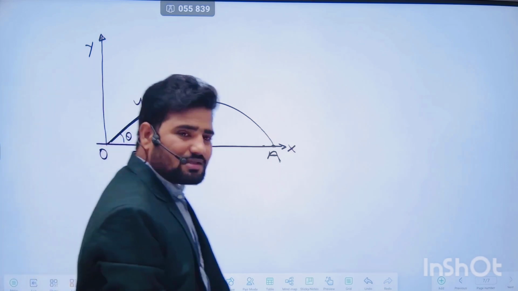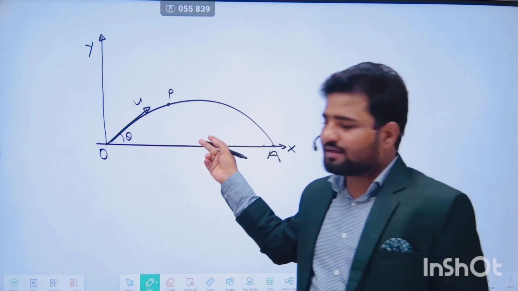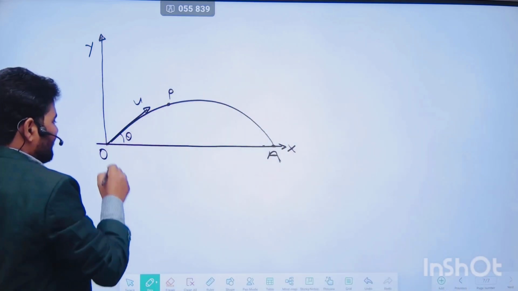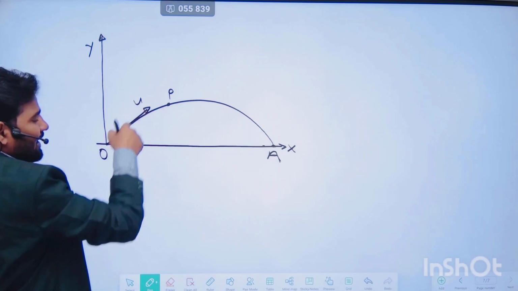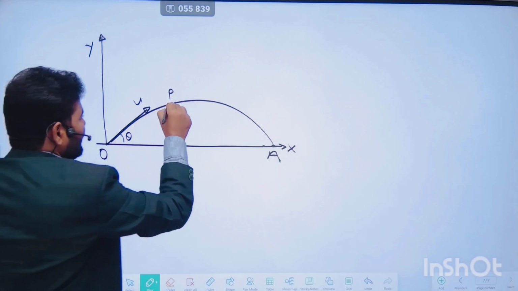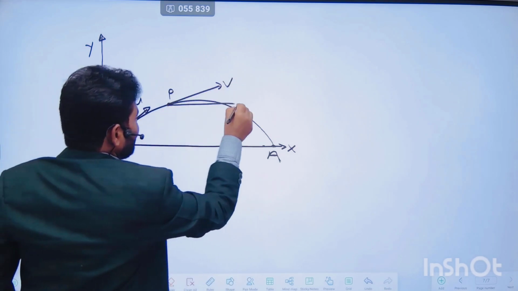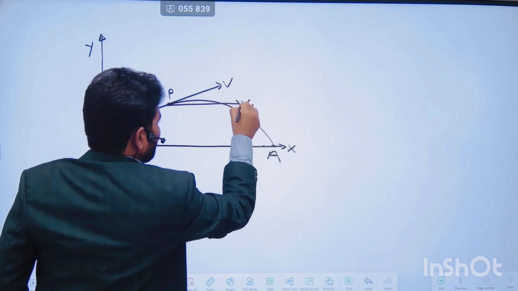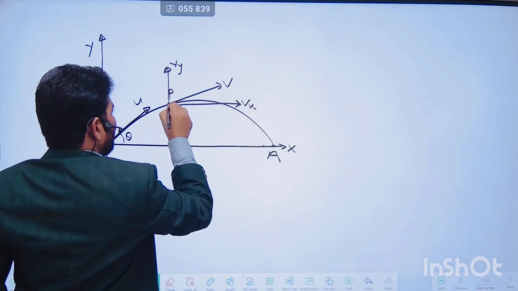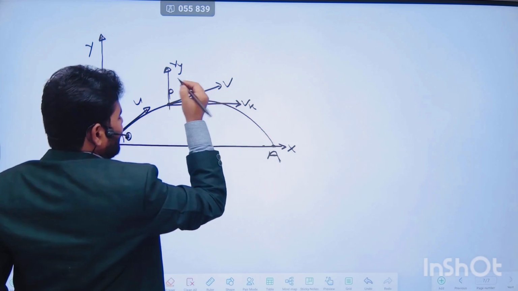So what is the net velocity there at point P during the projectile motion? Let's say the particle takes a time t to reach point P from O when it is launched at an angle of theta with velocity u. Here let's say the velocity is v, its horizontal component is vx and its vertical component is vy. Let's say it is at an angle of alpha.